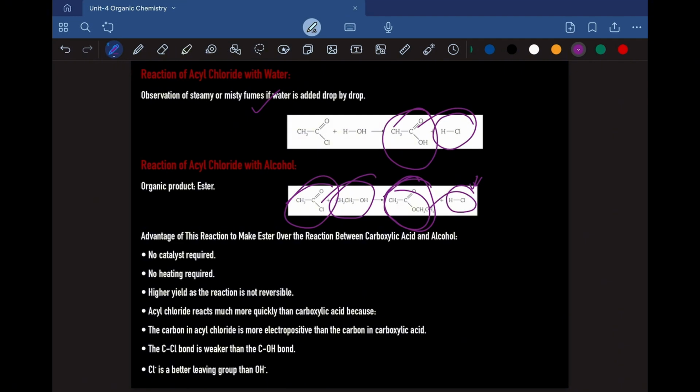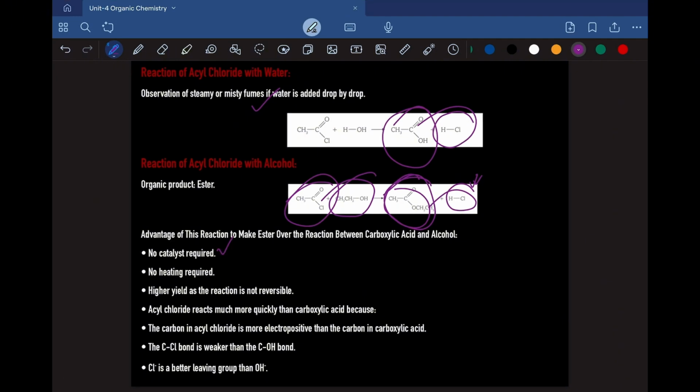Why do we always choose the acyl chloride and alcohol reaction to form the ester? Because no catalysts are required, no heating is required, you don't need to reflux, and the reaction will produce a higher yield. Why higher yield? Because the reaction is not reversible, whereas the reaction of carboxylic acid and alcohol was reversible, which produced a lesser yield of product. And next, acyl chloride reacts much more quickly with alcohol than carboxylic acid.